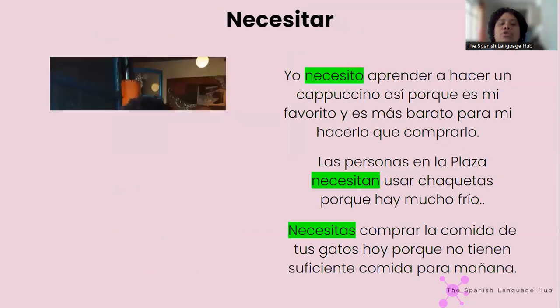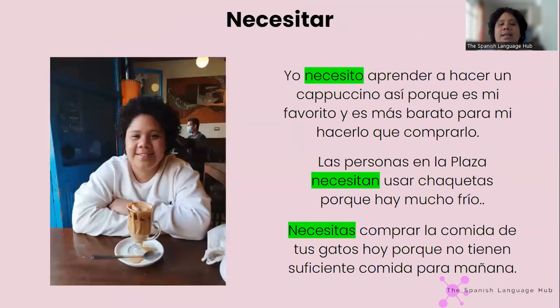Ejemplo, yo necesito aprender a hacer un cappuccino así porque es mi favorito y es más barato para mí hacerlo que comprarlo. Las personas en la plaza necesitan usar chaquetas porque hay mucho frío. Necesitas comprar la comida de tus gatos hoy porque no tienen suficiente comida para mañana.